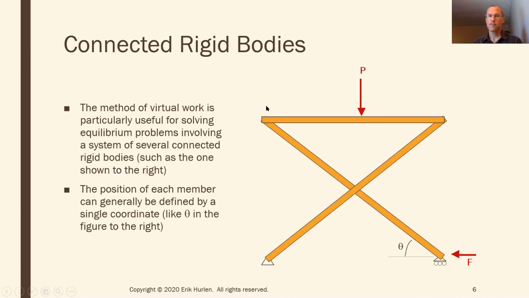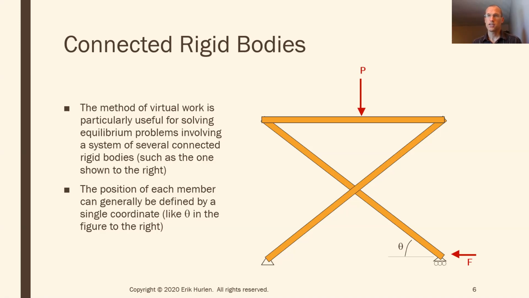This comes in handy when you have several connected rigid bodies. So what we did before is we broke this up into different parts and looked at the forces in each individual member acting at the pins and found all sorts of reaction forces at the pins and ended up with 9 or 12 equations for a whole bunch of unknowns. Virtual work cuts that down a lot.